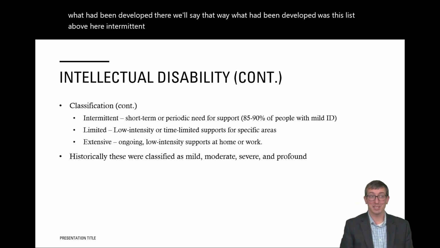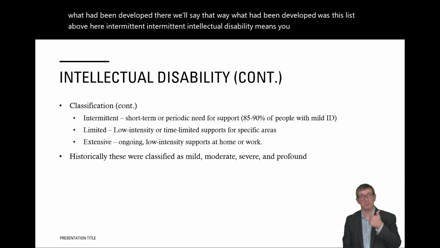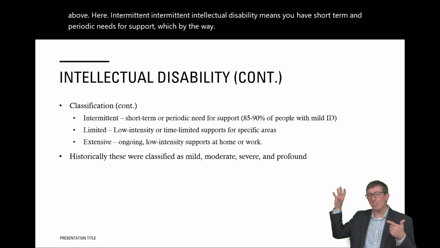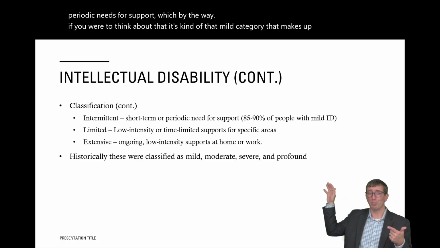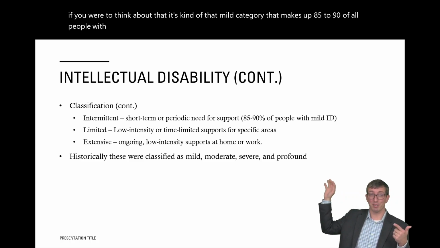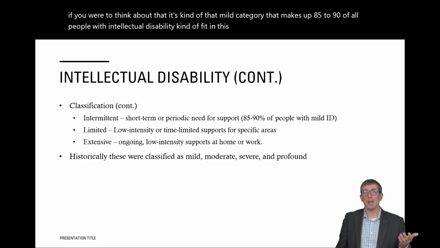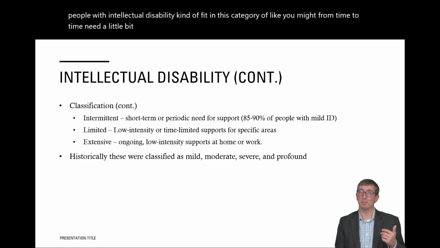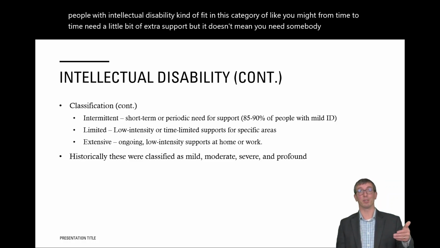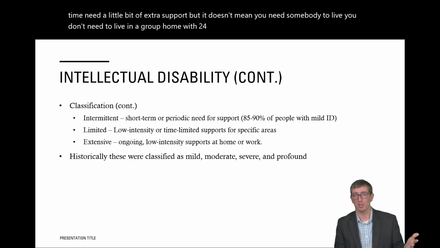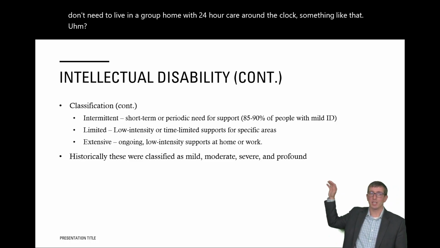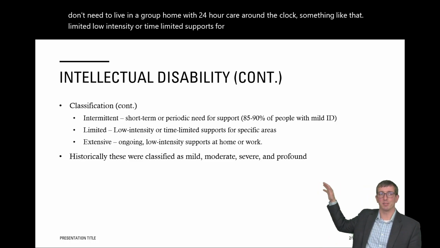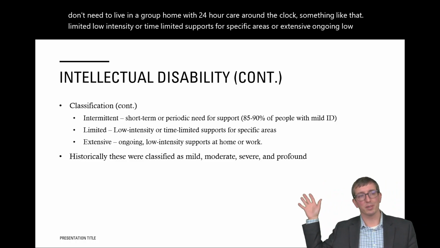Intermittent intellectual disability means you have short-term and periodic needs for support, which, by the way, if you think about that as the mild category, makes up 85 to 90% of all people with intellectual disability. You might from time to time need a little extra support, but it doesn't mean you need to live in a group home with 24-hour care around the clock. Limited, low intensity or time limited supports for specific areas, or extensive ongoing low intensity supports at home or work. Those are the other two categories.